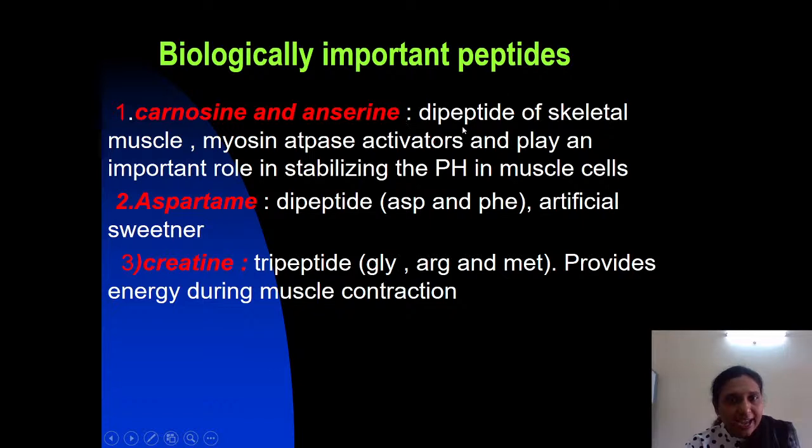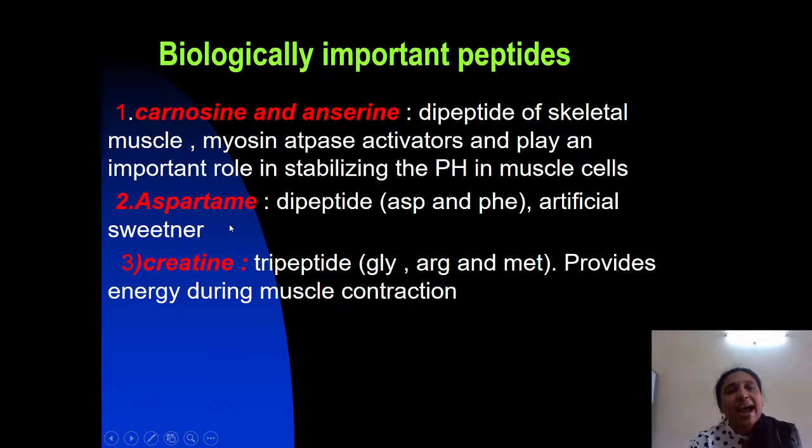They are present in the skeletal muscle, where they activate the myosin ATPase, and they play an important role in stabilizing the pH in the muscle cells. So these two are the dipeptides, carnosine and anserine, mainly present in skeletal muscle, activating myosin ATPase and helping stabilize the pH in muscle cells.